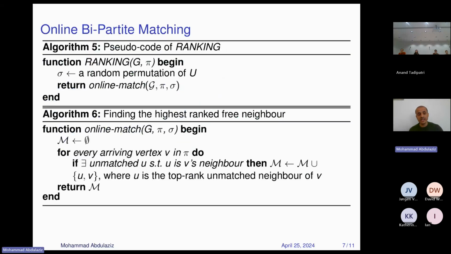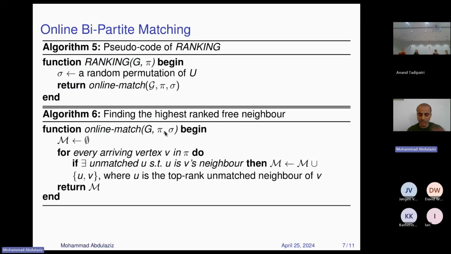So the algorithm itself doesn't have much control flow, because you just do the random permutation. There's just a top loop that does a random permutation of the offline side. And then once you have that random permutation, you call this other subroutine, which does exactly what I said.